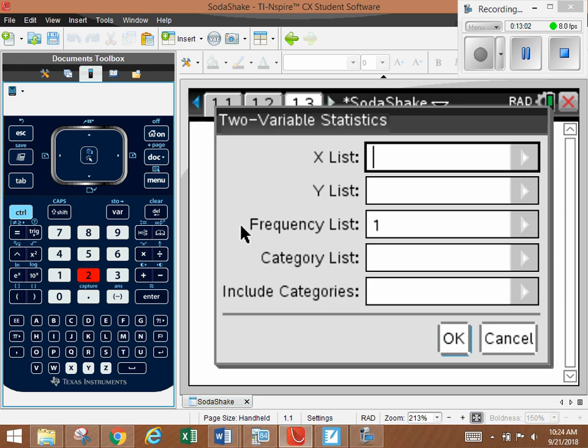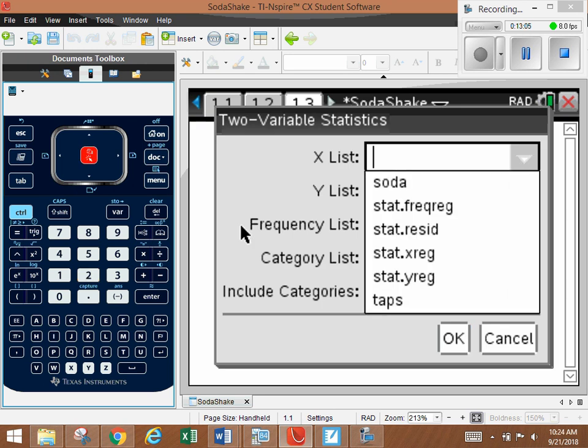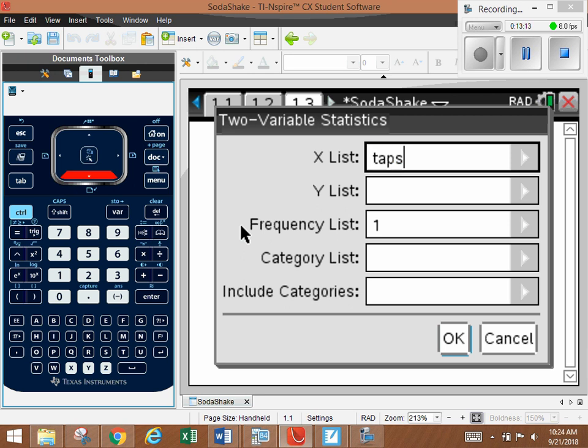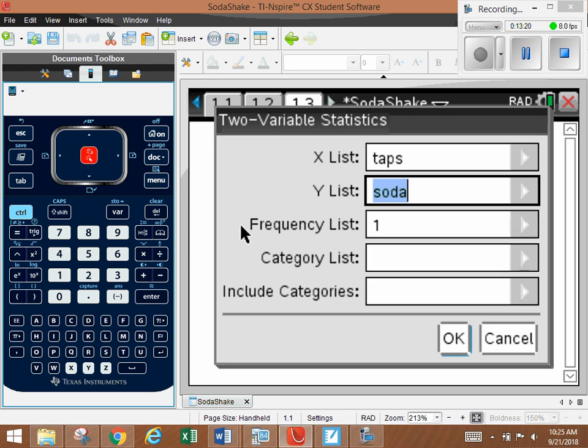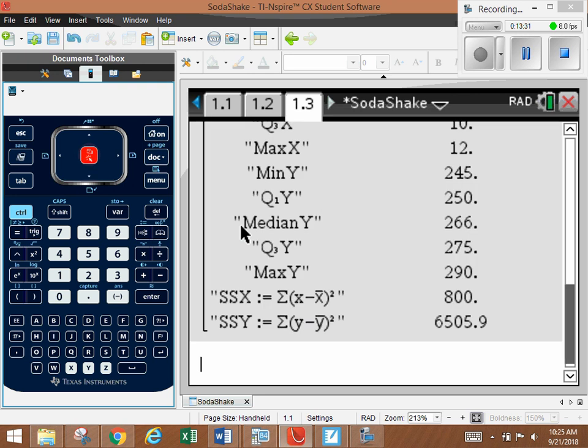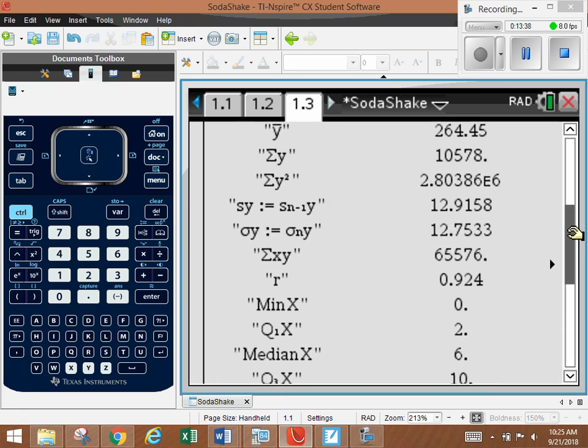What's my X list? My explanatory variable we said was taps. So I go down to taps. And my Y or my response variable was soda. And then we don't need to change any of this. It's almost the same as the 1 variable data, except for that we just define a different variable in it. We hit OK? And man, it gives us a bunch of clues. Like, it gives us way more.